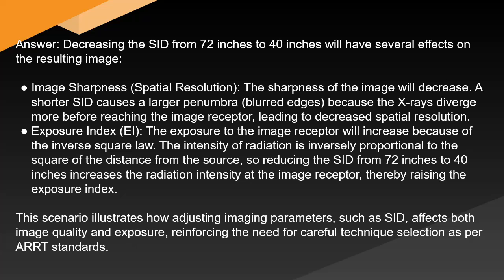Exposure index, EI. The exposure to the image receptor will increase because of the inverse square law. The intensity of radiation is inversely proportional to the square of the distance from the source. So reducing the SID from 72 inches to 40 inches increases the radiation intensity at the image receptor, thereby raising the exposure index. This scenario illustrates how adjusting imaging parameters such as SID affects both image quality and exposure, reinforcing the need for careful technique selection as per ARRT standards.